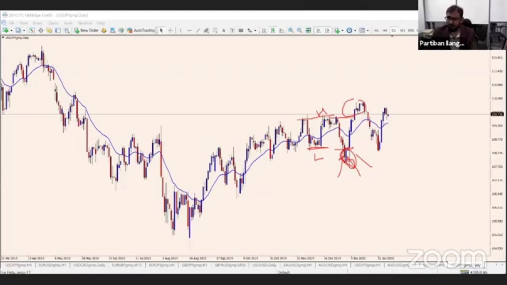Okay, so far any questions, guys? Before I move to the third strategy, this is how people use the moving average to identify a trend, and you can use this to identify a trend. Any questions, guys? No questions? Okay, let's continue the slide.